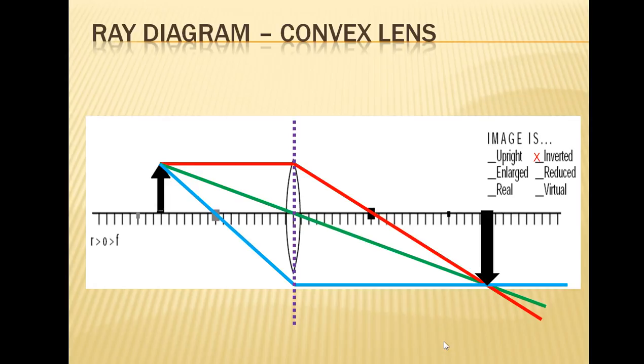Is it enlarged or reduced? In this case, it's enlarged. Again, I'm looking at the distance from the principal axis to the tip of the arrow on both the object and the image. So the image is bigger, so it's enlarged.